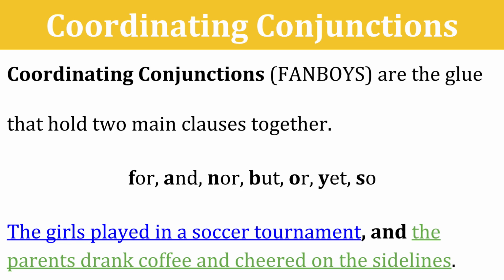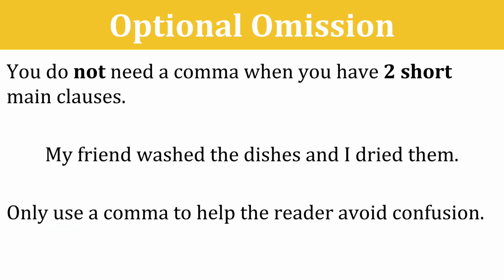Now, depending on the two main clauses you're joining, you may use one over another, depending on their relationship to each other. So if they kind of build on each other, you might use the coordinating conjunction and. If they're contrary or disagree, you might use the coordinating conjunctions but, or, yet. So in the example, the girls played in a soccer tournament and the parents drank coffee and cheered on the sidelines, I used the comma and the coordinating conjunction and because the two build on each other. And remember, you always put the comma before your coordinating conjunction.